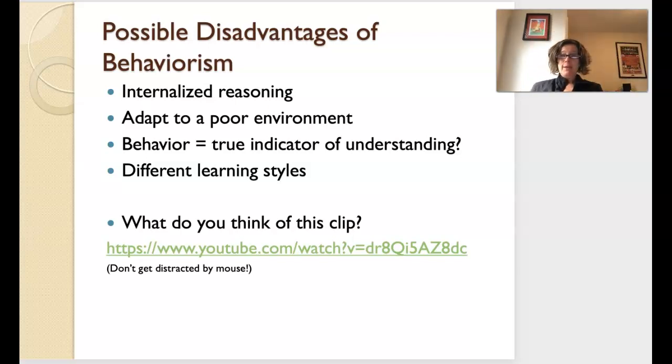Ultimately, maybe the behavior is not actually the true indicator of understanding, right? So they may do okay on a true-false test, but do they actually understand the content? And it really doesn't take into account different learning styles at all. Maybe a child really needs that social interaction to learn and is not actually that interested in punishments and rewards, and so this doesn't work for them at all.